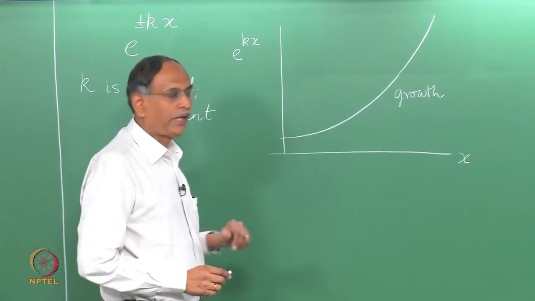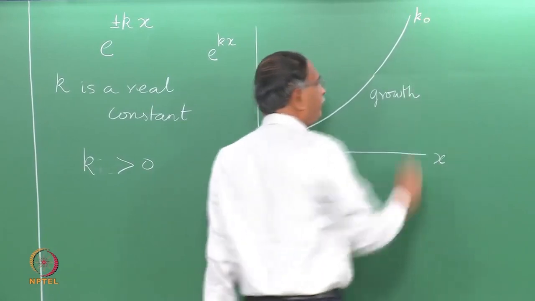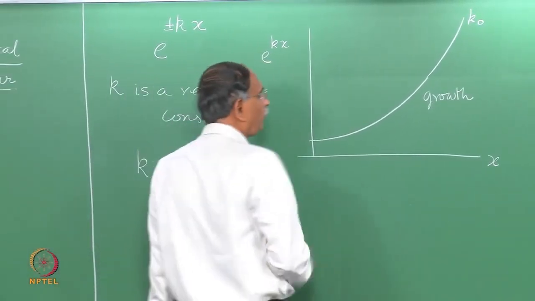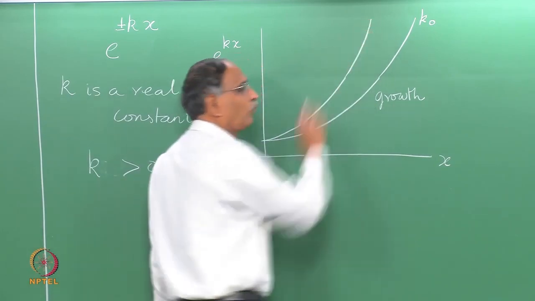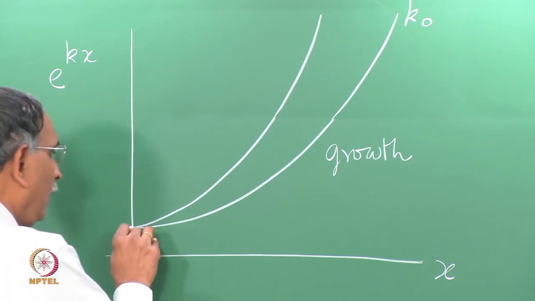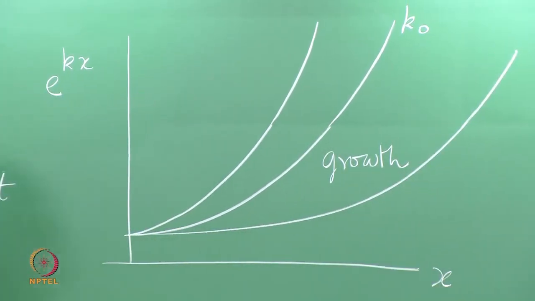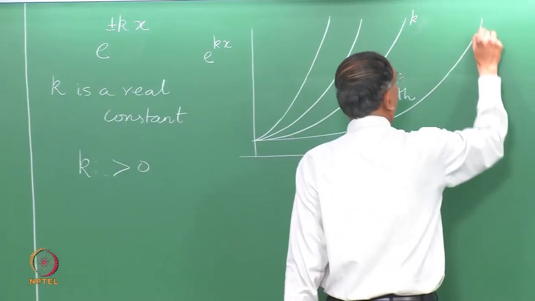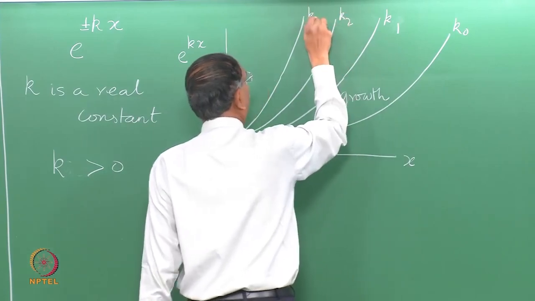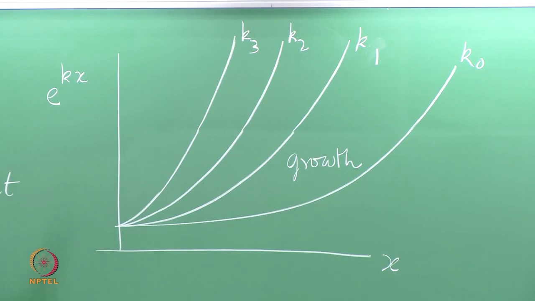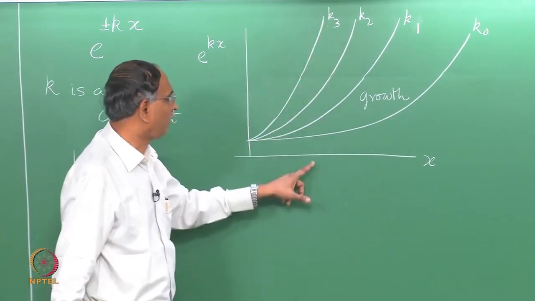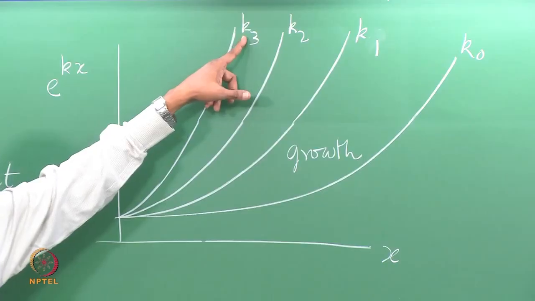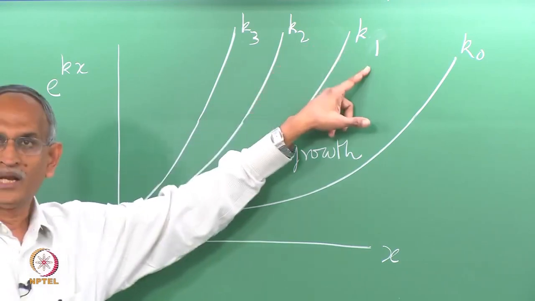Now, that's for one value of k. Let me call that k as k0, some constant. Now, suppose I have a different value of k, the function may again start from 1, but it may grow something like this. Or it may be slower for another value of k. Or it may be really fast. So let us make these k0, k1, k2, k3 as some different values of k. What's the relation between these? It's quite obvious that this grows much faster for a given value of x than any other function. Obviously, k3 is larger than k2, then k1, then k0.